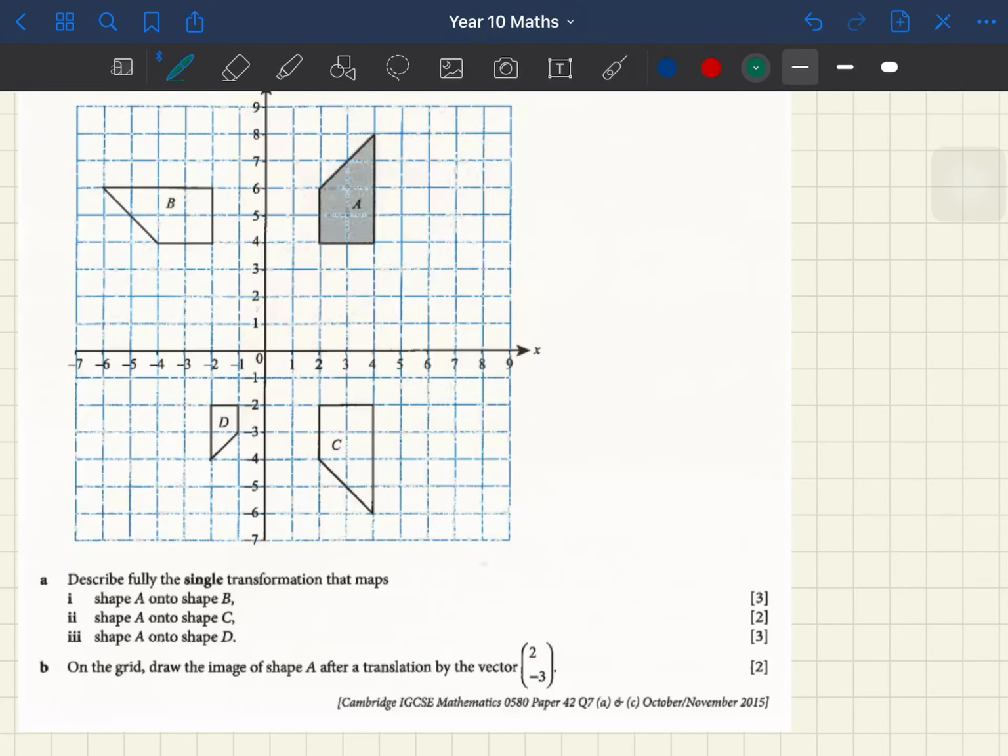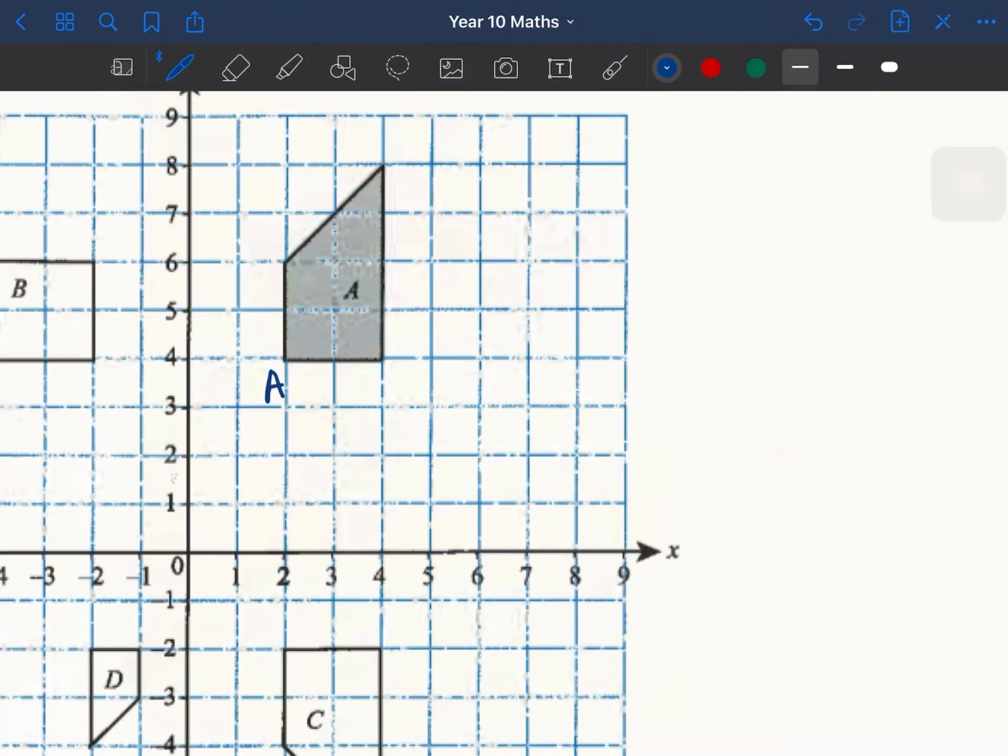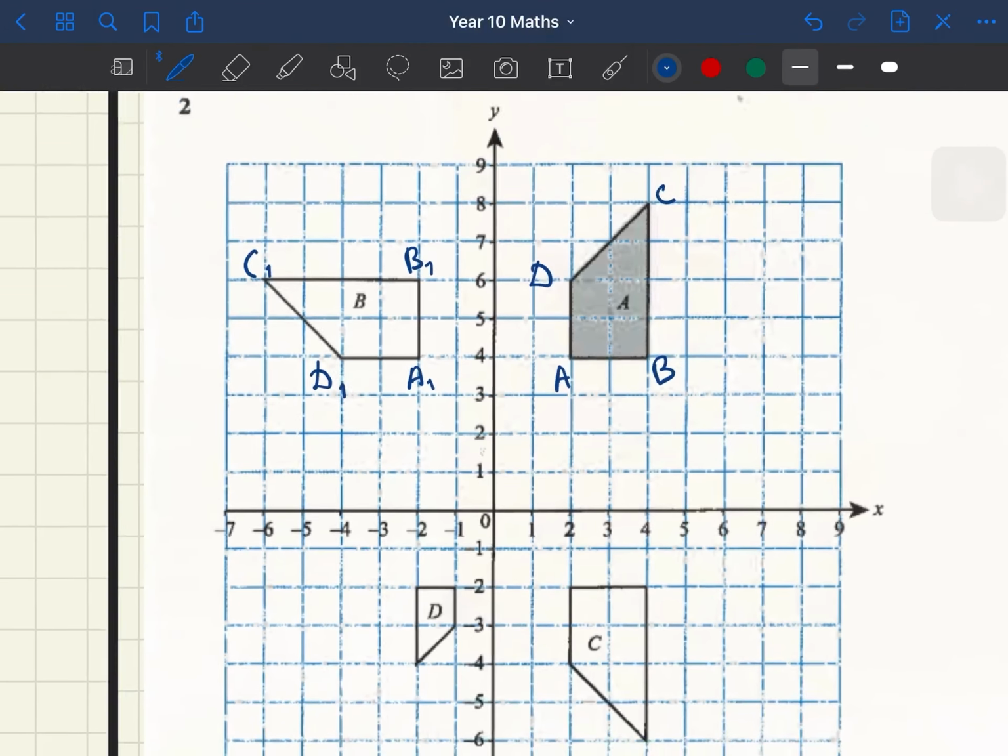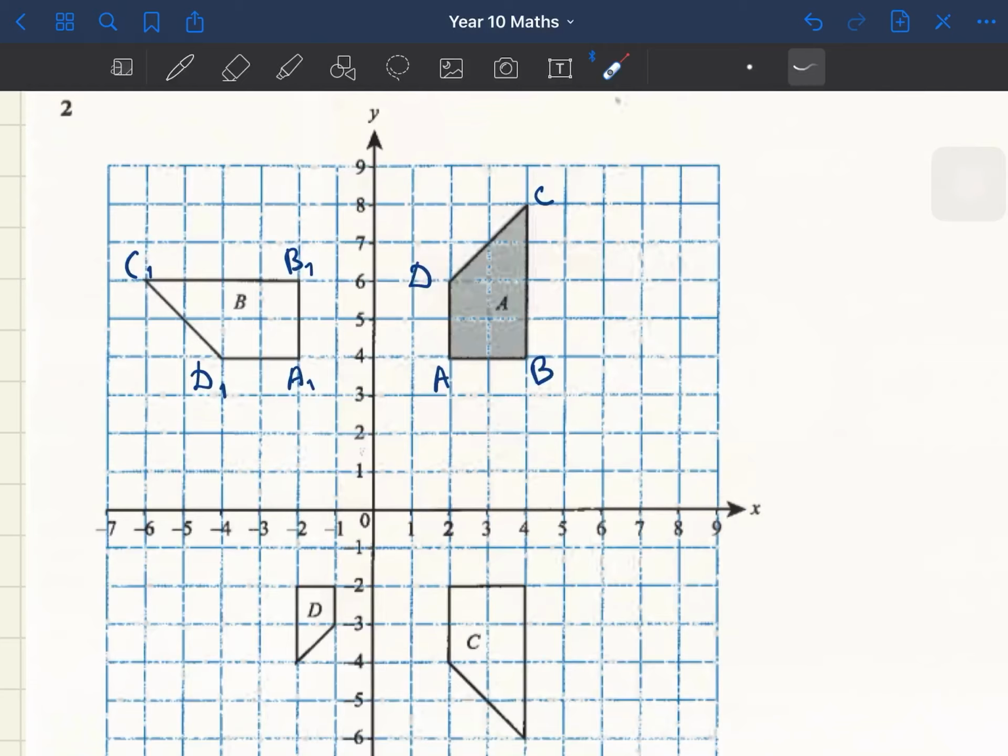So this is the point. We can name it. Shape A, let's name it A, B, C, D. And this is going to be A1, because this is still A, right? This is going to be B1, C1, and D1. So how do we get from A to A1? I determined that this is a rotation, it is obvious because you see it flips this shape a little bit. So this is a rotation definitely.